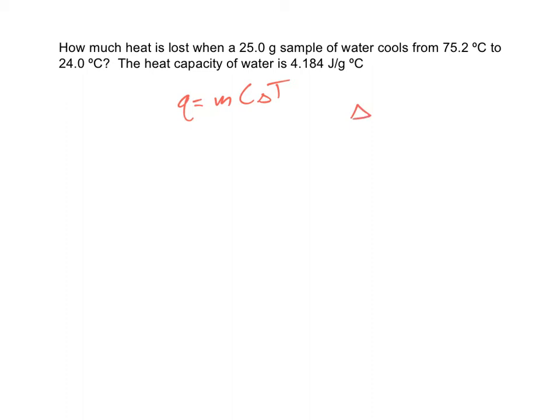In this specific example, I'm going to go ahead and get delta T first. So I'm going to do final minus initial. My final temperature is 24.0 minus 75.2, and both of those are in degrees Celsius. So for delta T, I get negative 51.2 degrees Celsius. This is an example of where the sign is important, because the temperature went down, delta T was negative, and so Q is also going to come out to be negative. All right, so now I'll go and plug everything else in. My mass is 25 grams.